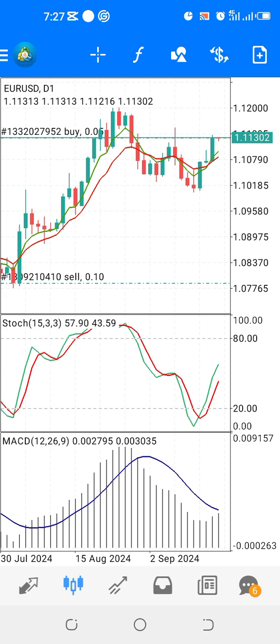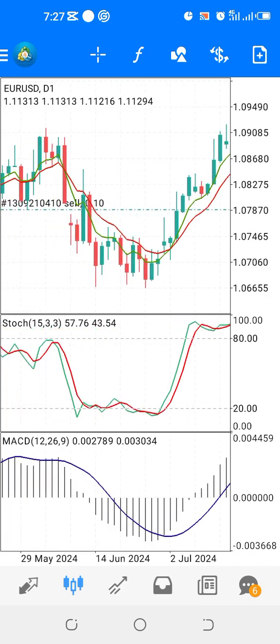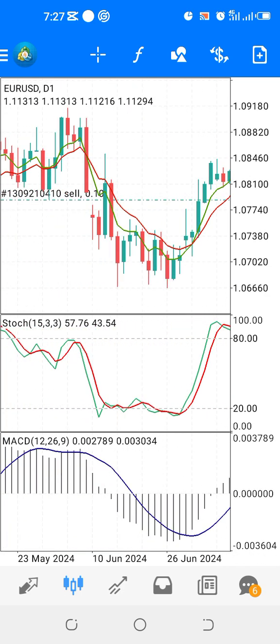So the number 4 thing to consider is to define your risk. Define how much you are willing to lose on each trade. This is what we refer to as money management. You must define your risk. How much are you willing to enter with? Say 1% of your account.